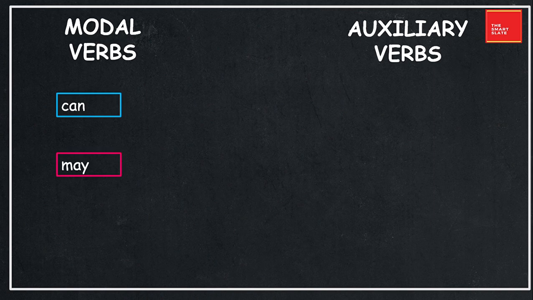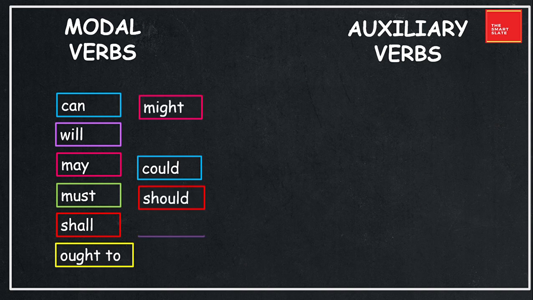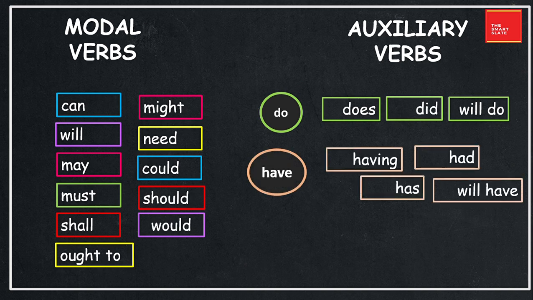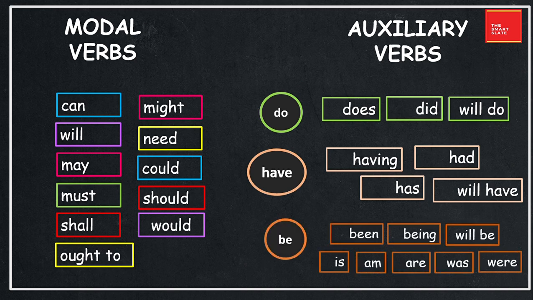So we'll understand them looking at the picture. You can see can, may, will, shall, must, ought to, could, might, should, would, need. These are modal verbs, whereas auxiliary verbs are subject to inflections. That means you have added is, ed, or will to the verb do. Then we have the have form: having, had, has, or will have. So having, had, has, will have come from the word have. So you have inflected the word have and made it into four new verbs. Similarly, we have the be form: been, being, will be, is, am, are, was, were. So these are subject to inflections, whereas modal verbs are not.